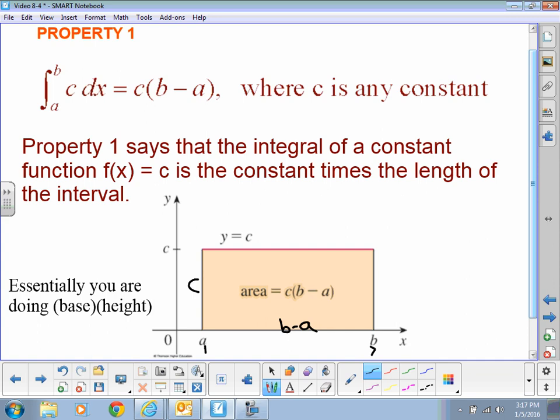A specific example: if we had the integral from 2 to 8 of 4 dx, that's just going to be our constant 4 times the difference of 8 minus 2. So it would be 4 times 6, and 24 would be the area under our curve. That's like finding the area of a rectangle, essentially, because our curve is actually just a horizontal line.